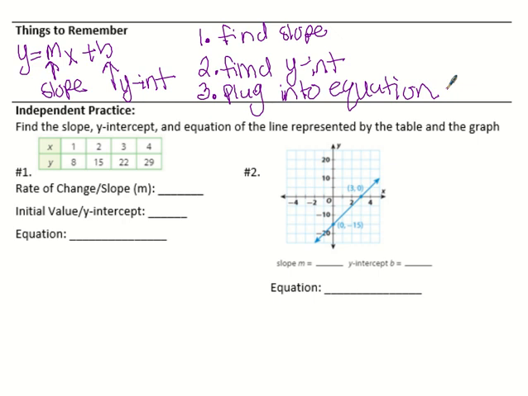All right, so here's your independent practice. You need to find the slope and the y-intercept of the table and the graph, and then you need to write the equation for the table and the graph. Okay, if you need a help reminder, it's just like the last two right above that we just did together.